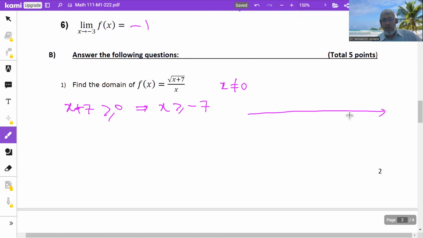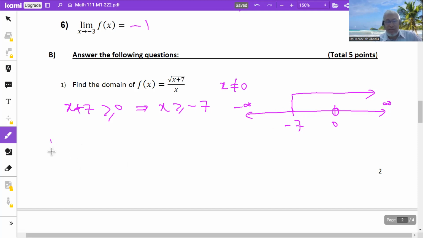Okay, let me draw the number line, the real line. Where is -7? Assuming this is -7. Where is the 0? This is 0, for example, because it's greater than -7. X is greater than means to the right of -7. So from -7 to infinity, that's the interval. But 0 shouldn't be included. So there is an open circle here. 0 is not included in the domain.